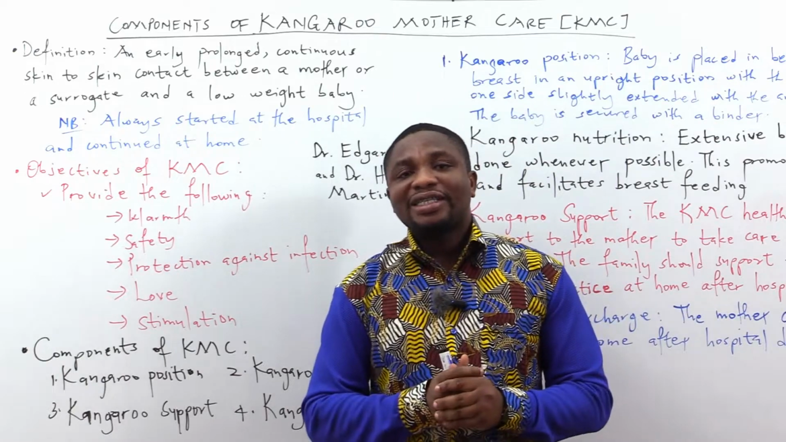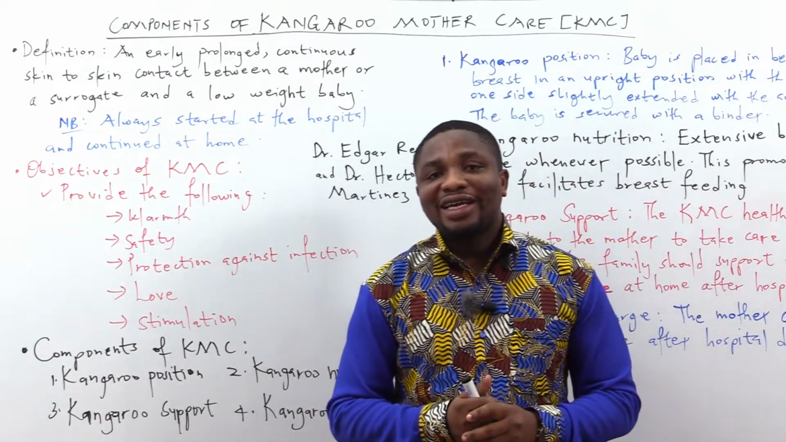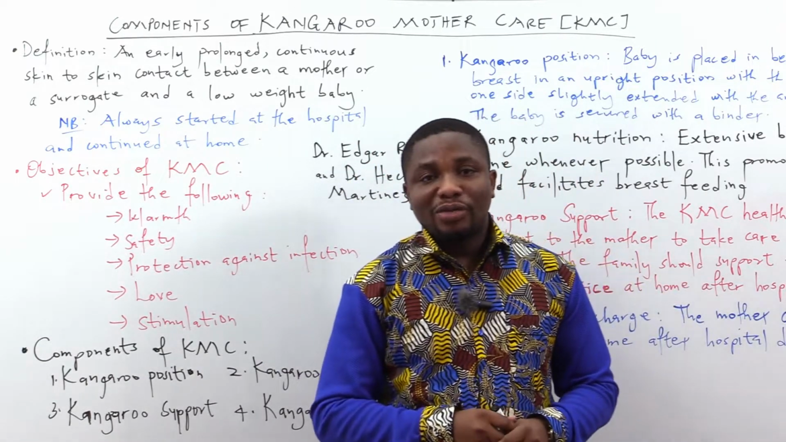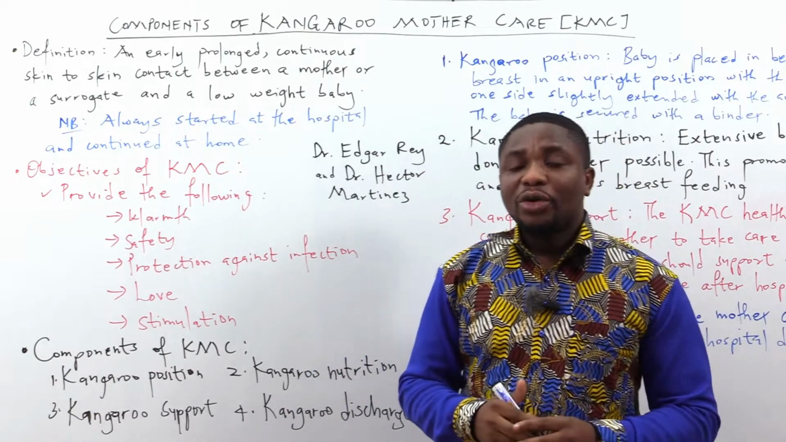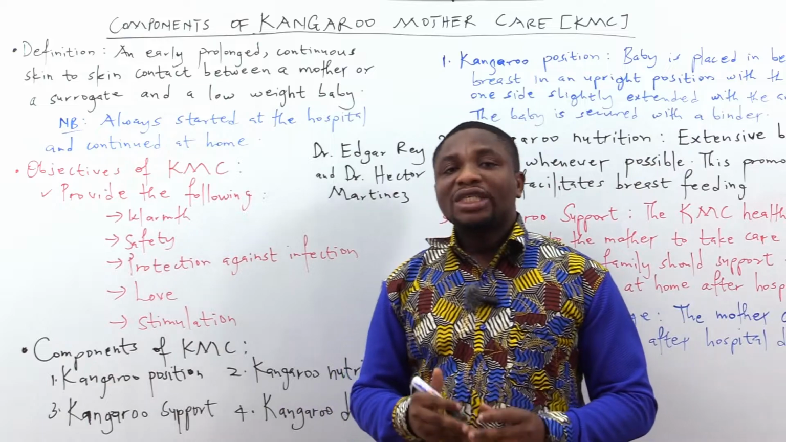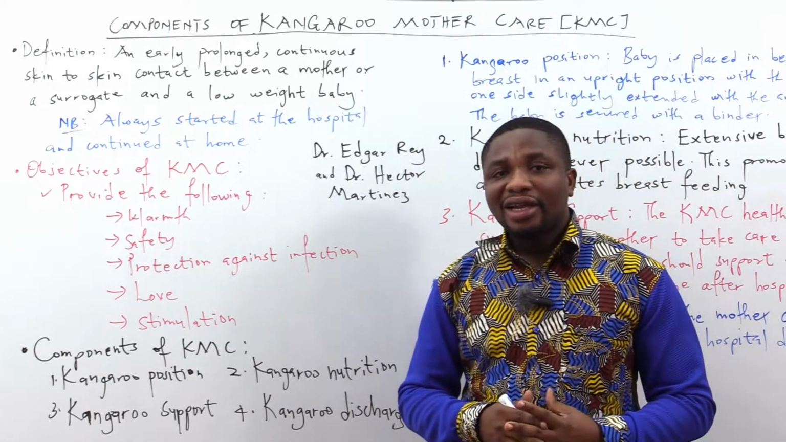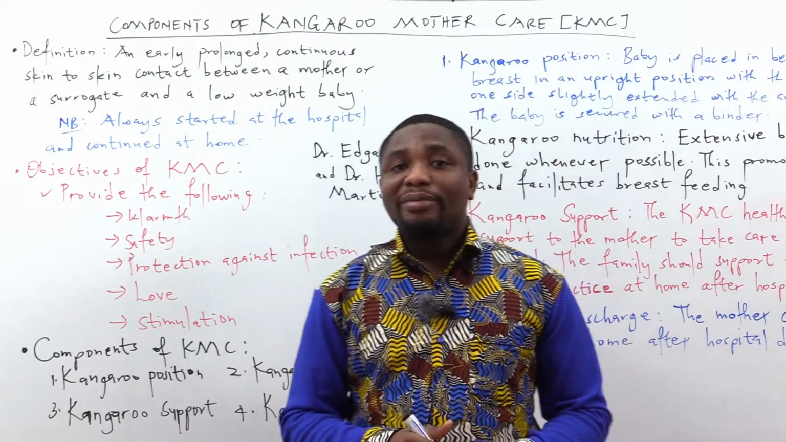Let's move ahead and look at the components of kangaroo mother care. For the components of kangaroo mother care, there are 4 of them. We can talk about the first one, that is the kangaroo position. The next one, kangaroo nutrition, kangaroo support, and finally, kangaroo discharge. Let's move on and look at them one by one.